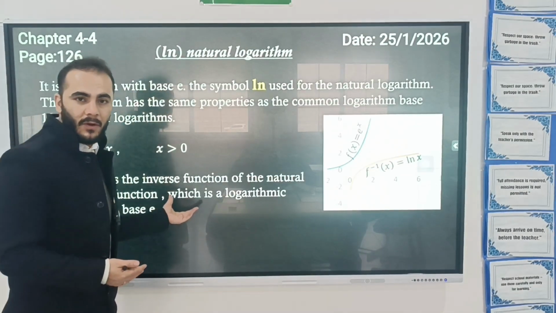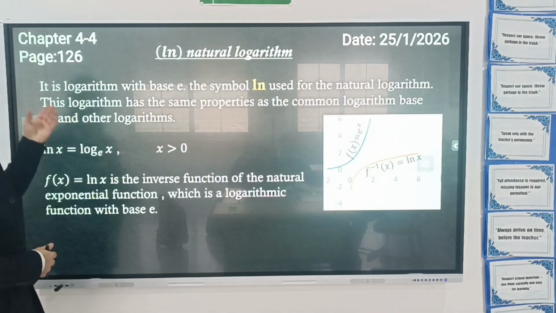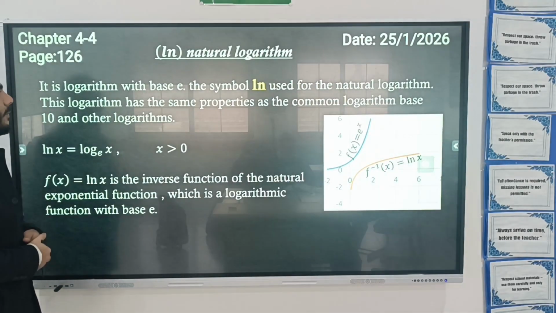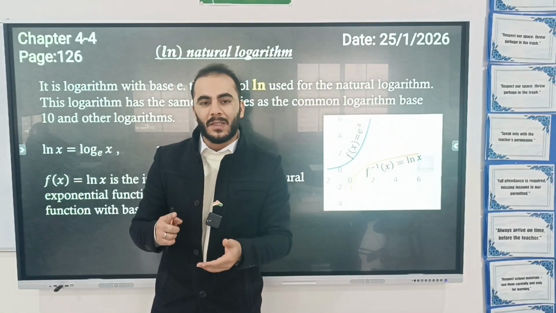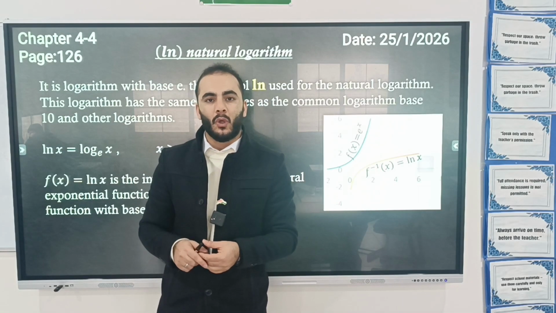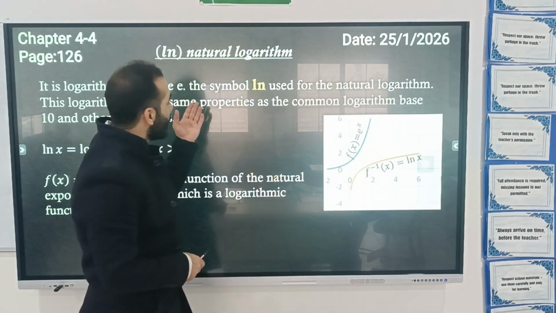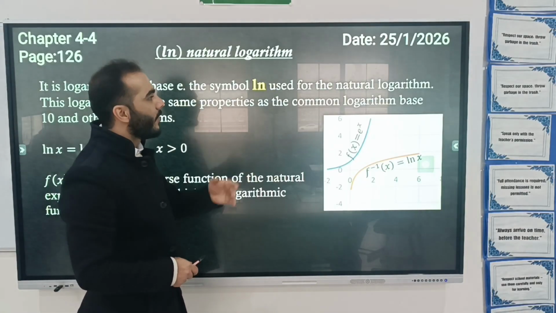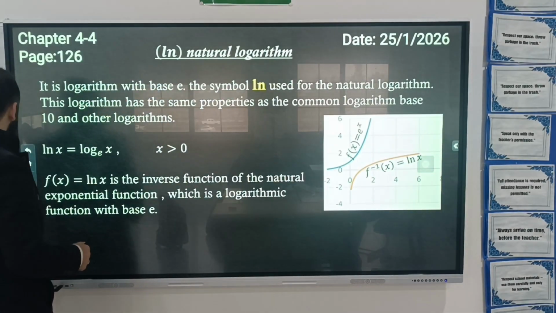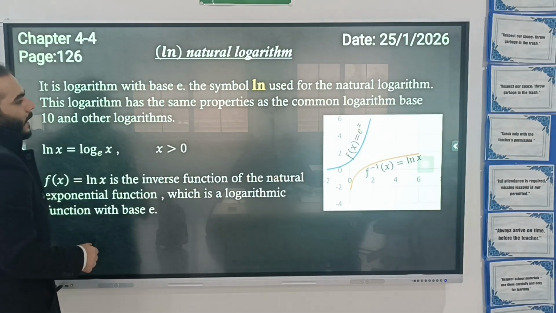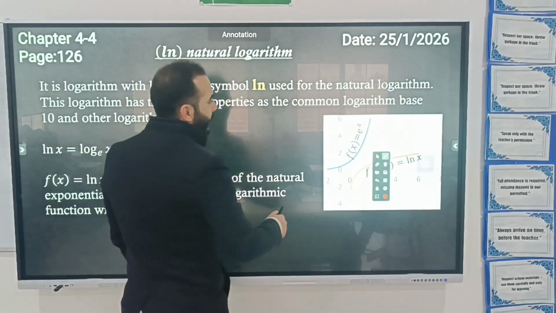And the thing that I said, it's over here. So here, it is logarithm with base e. This is exactly what I said some minutes ago. So whenever the base is e, we call it natural logarithmic function. The symbol ln is used for the natural logarithm. Whenever you see ln, let me just bring my pen to show what I mean by the symbol.